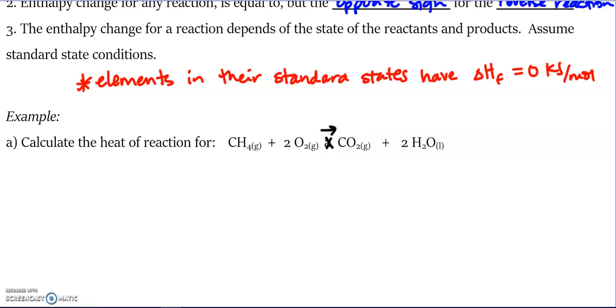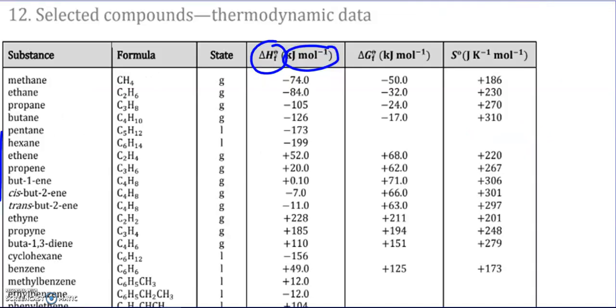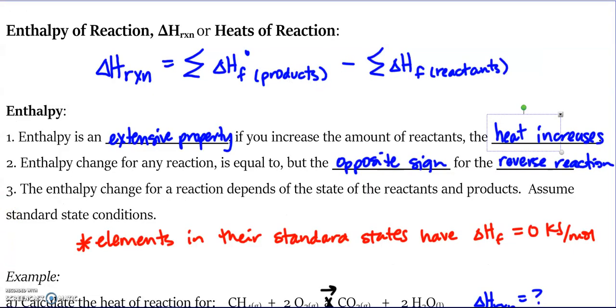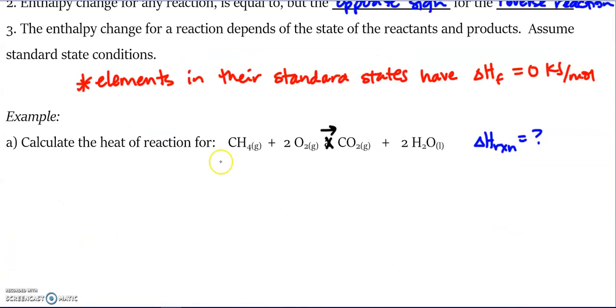All right, so our delta H of reaction is what we're solving for. And we're going to look up all the formations. So let's look up the first one, CH4 as a gas, methane. It's the very first one on here. As a gas it is -74. So I'm going to write right underneath it, -74.0 kilojoules per mole.